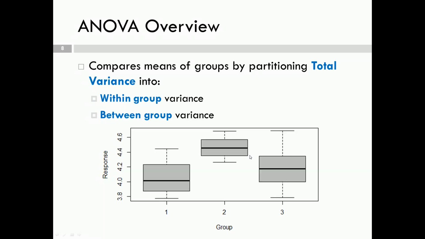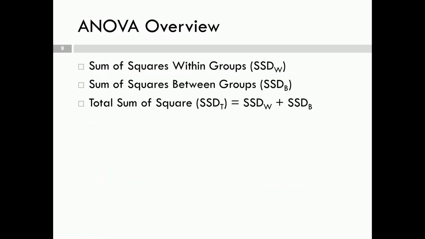I guess another way of saying that is that if we find that the observations between different groups are more different than the observations within any single group, then we know that there's a difference in the means between those two groups. So the next few slides, I'm just going to walk you through how this works mathematically and really what's going on behind the scenes when we run an analysis of variance.